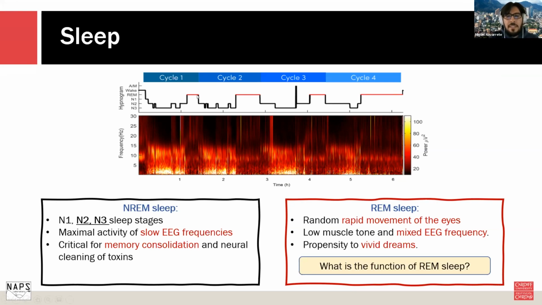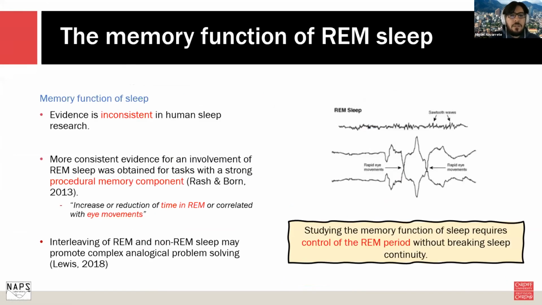Now, REM sleep is characterized by the rapid movement of the eyes, and also by low muscle tone and a mixed EEG frequency. But we don't really know what is happening during REM sleep, and what the function of REM sleep in memory consolidation is. That's what we are very interested in. The problem is that evidence of REM sleep and memory is very inconsistent in human research.